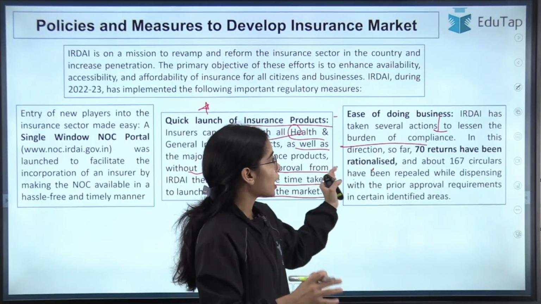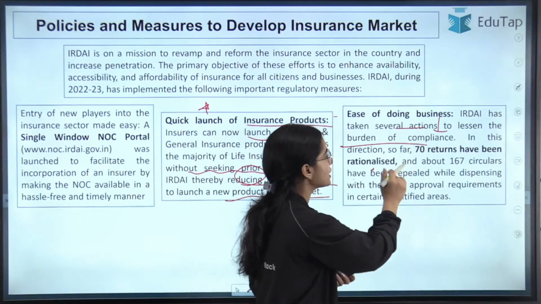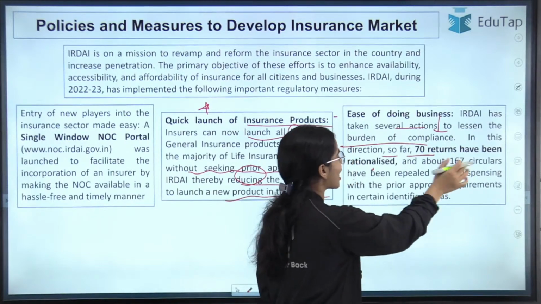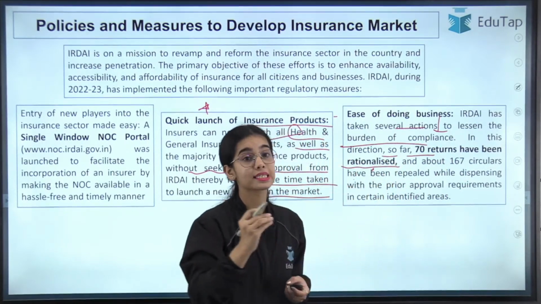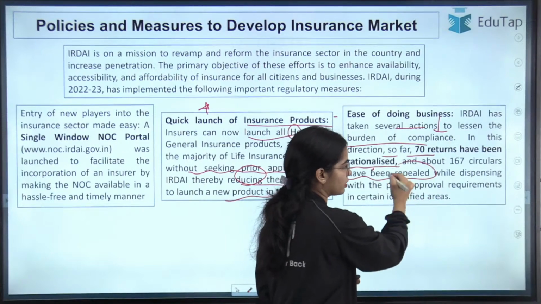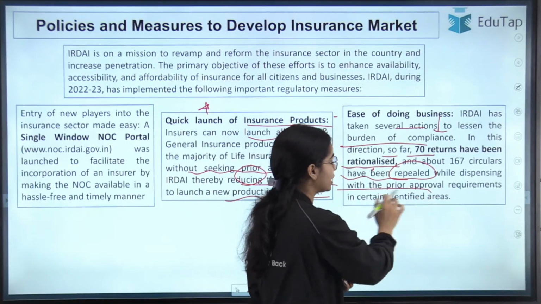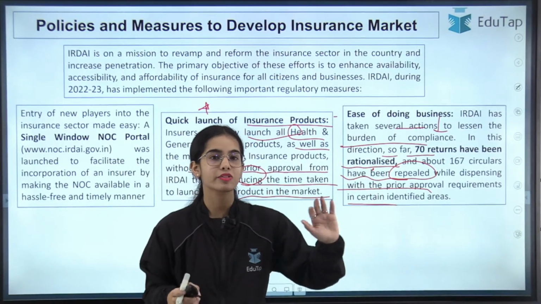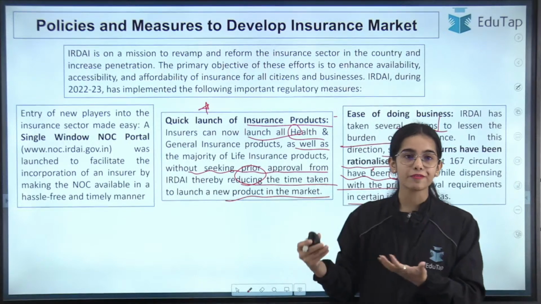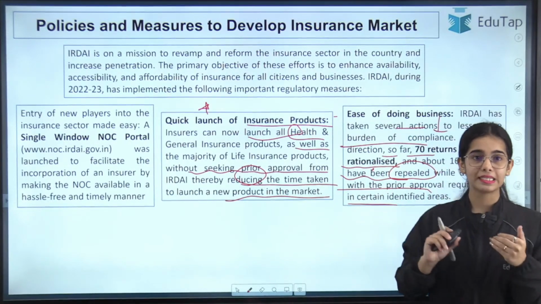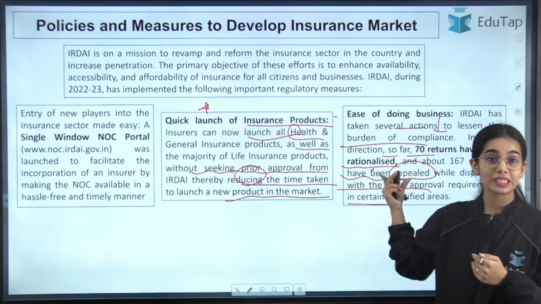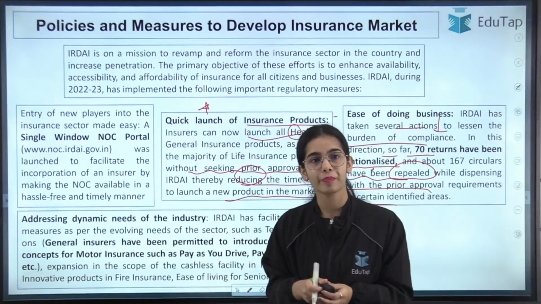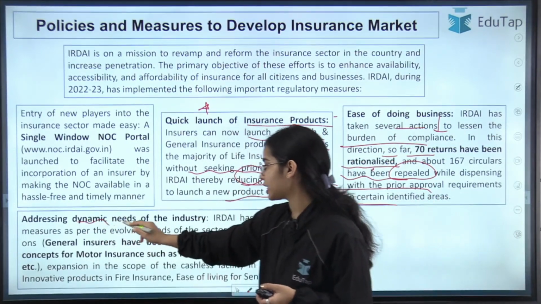Okay. Now IRDAI has taken several actions to lessen the burden of compliance also. In this direction, so far 70 returns have been rationalized and about 167 circulars have been repealed, while dispensing with the prior approval requirements in certain identified areas. So basically the idea is that the IRDAI is trying to make it easy for the companies to follow the compliance regulations, and for them the 167 circulars have been repealed and 70 returns have been rationalized. Okay. Next is addressing dynamic needs of the industry.